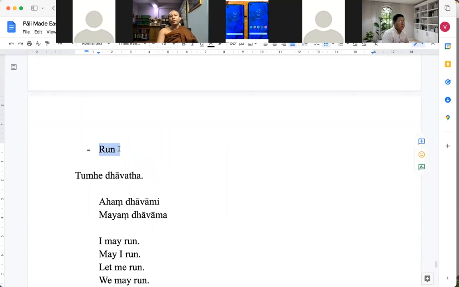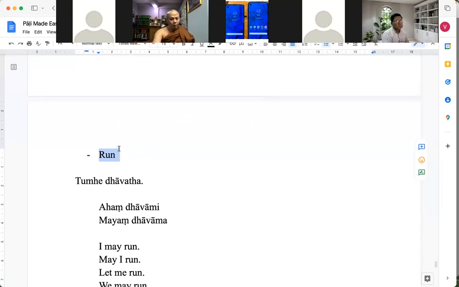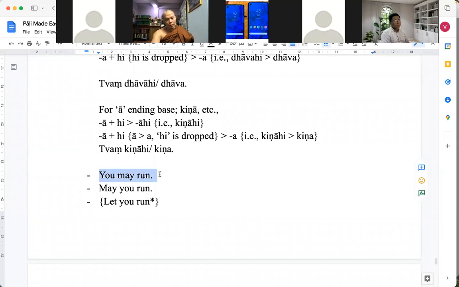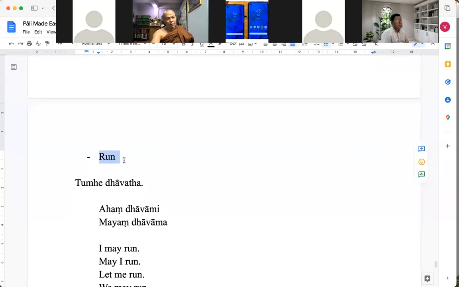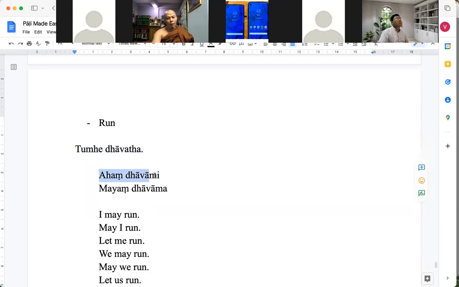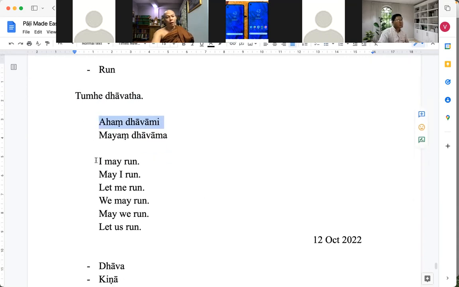So without translating the subject, as a command: go, walk, eat, do it, like that. That is fine. In the second person singular, you may run, may you run, and then just run. The same way for second person plural also: may you run, you may run, and run. But for the first person singular, handawa me, so I may run, may I run, or let me run. Okay, three possibilities to translate into English.